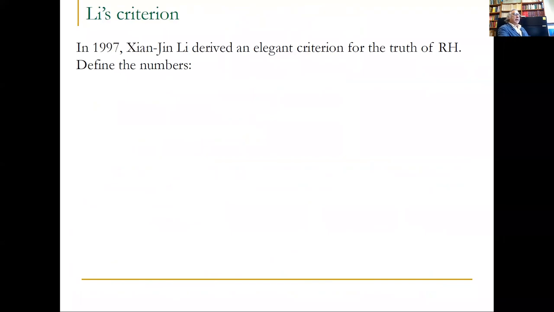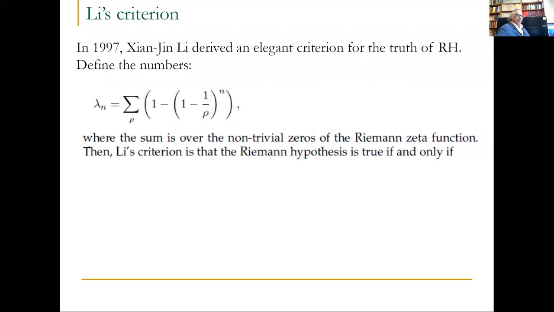Now, in 1997, Xian-Jin Li derived an elegant criterion for the truth of the Riemann hypothesis, defining these numbers, lambda sub n, the summation over ρ of 1 minus 1 over ρ to the n, where the sum is over non-trivial zeros of the Riemann zeta function. Then Li's criterion is that the Riemann hypothesis is true if and only if all the lambda n's are non-negative. This is a very famous paper of Xian-Jin Li.